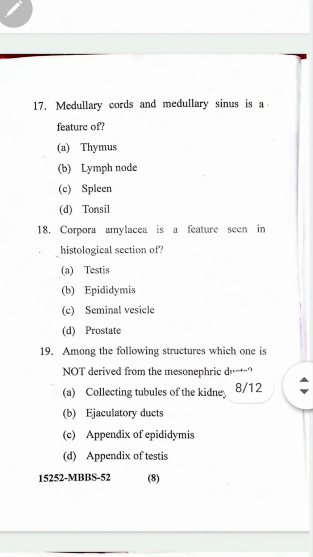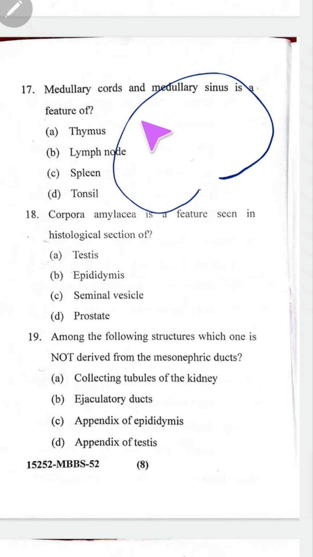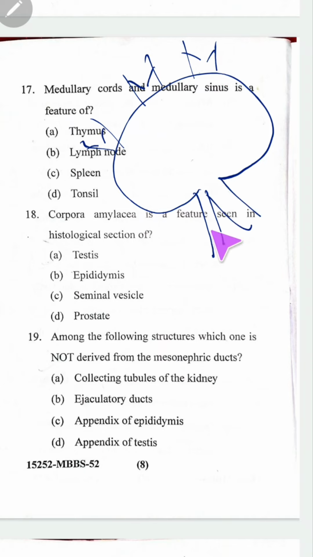Question number 17, histology. Medullary cords and medullary sinus is a feature of. It was a superhit question. Here there are afferents in a lymph node. In which direction will the valves of the afferents be? They will be like this. So these are the afferents, these are the efferents of the lymph node. The valves of the efferents will be like this, right?